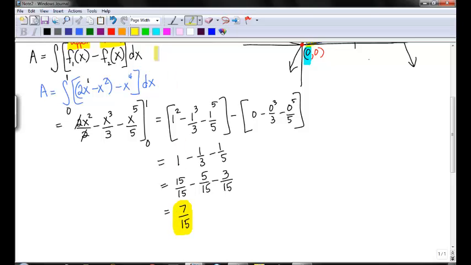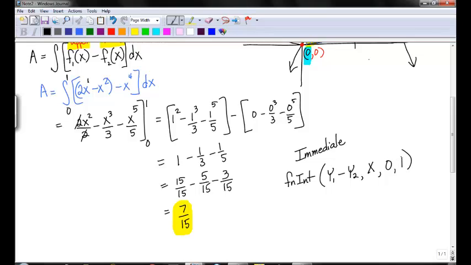Now, to check this on the calculator, we're going to do it in the immediate mode first. In the immediate mode, I want you to use the FNINT, the function integral. The order that you write it makes a difference. I want the upper curve, y sub 1, minus the lower curve, y sub 2, and then comma x. You have to put in your variable, and then we're going to go from 0. We want the area from 0 to 1. So let's do that.